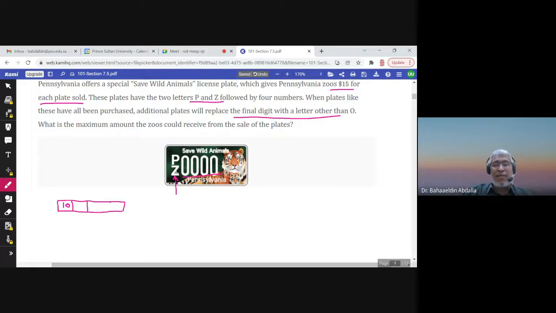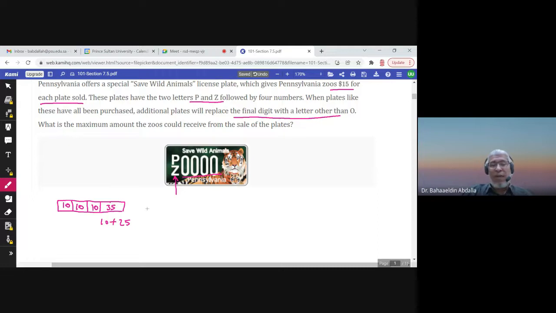What about the second number now? The second event, 10 possibilities. The third event, the third number, 10 possibilities. Now the last digit, the final digit, I will put first a number, so I have 10 choices. But then I will make additional plates with a letter also here. So the possibilities here would be 10 digits plus 26 letters, but O is not there, so I'll have 25 letters. So the possibilities for the last digit is 35.